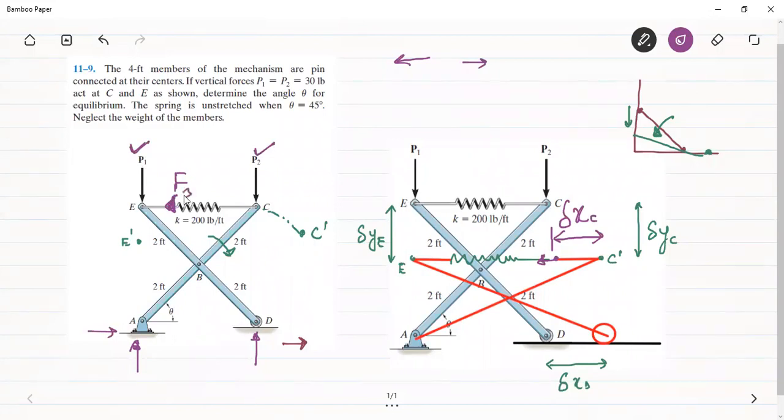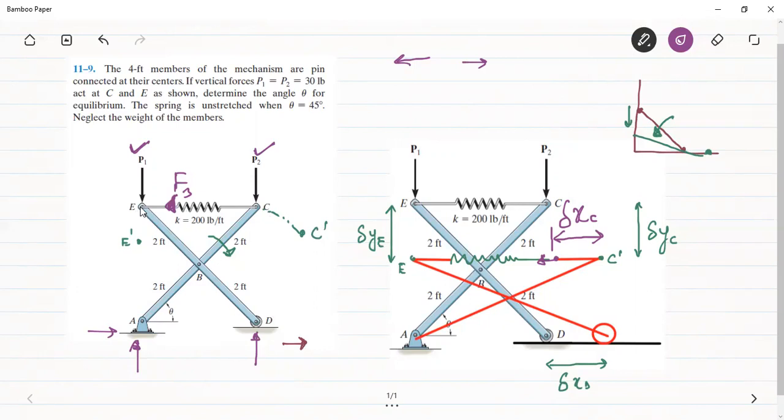Therefore, we need the coordinates of three points, that is E and C. For E, we need only the y coordinate because the force is only in the vertically downward direction. But for the point C, we need two coordinates. One displacement is in the vertical direction due to this load. Another displacement is in the horizontal direction, and that is due to the spring force. Okay, so we can write the coordinates.